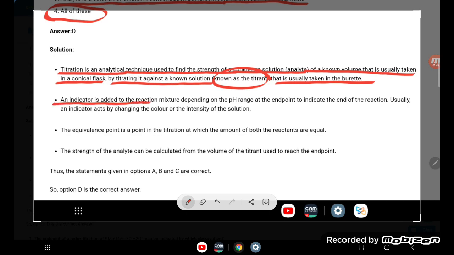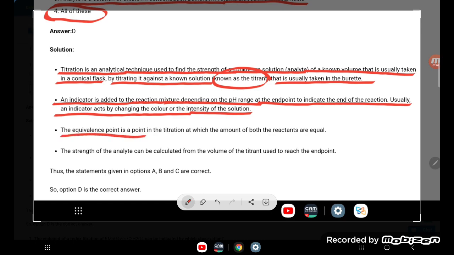An indicator is added to the reaction mixture depending on the pH range at the end point to indicate the end of the reaction. Usually an indicator acts by changing the color or the intensity of the solution. The equivalent point is the point in the titration at which the amounts of both the reactants are equal. So if the amounts are equal, students, that is called the equivalent point.